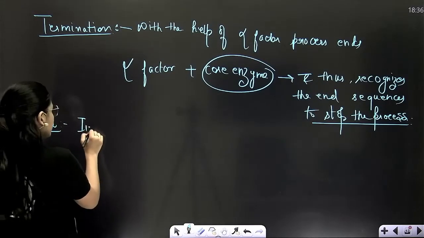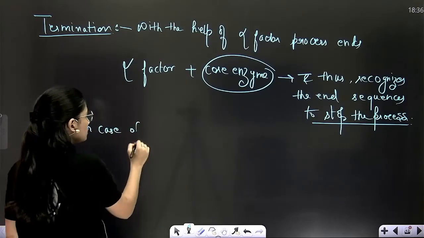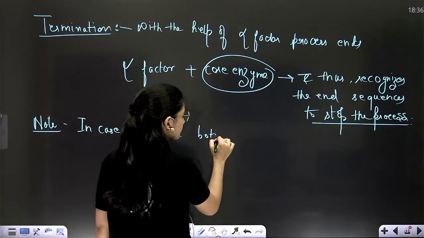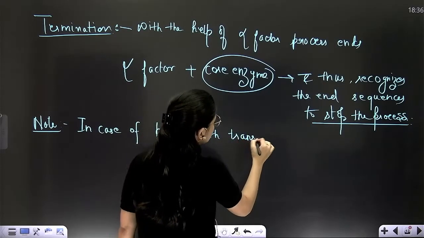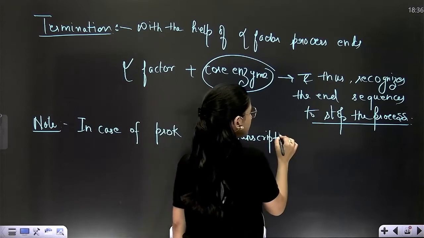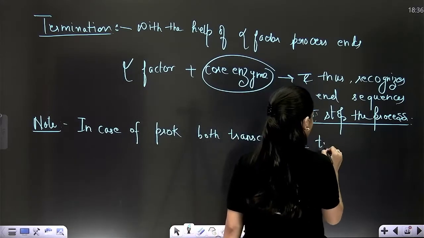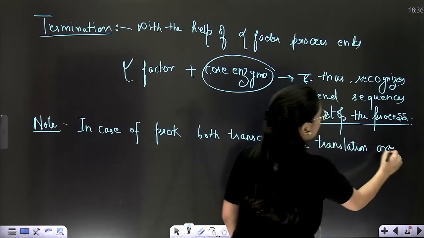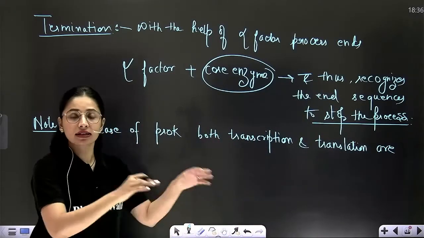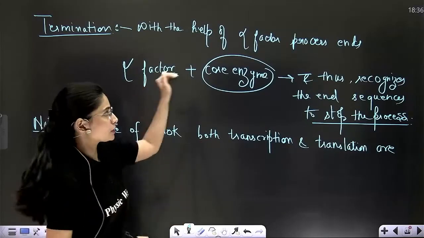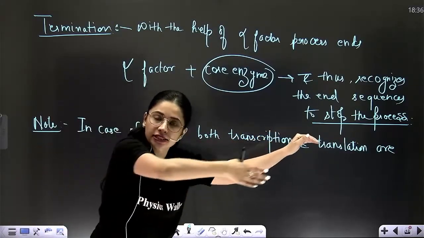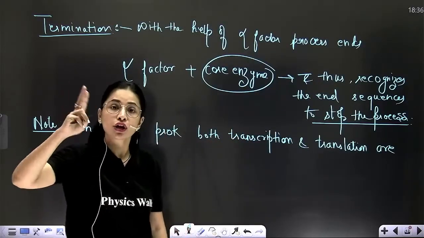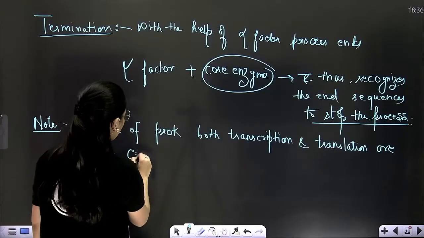In case of prokaryotes, both the processes, transcription and translation, are coupled. Coupled means they're going hand in hand. Once transcription starts, transcription is going on and translation also keeps happening behind it. So in case of prokaryotes, both the processes are coupled.